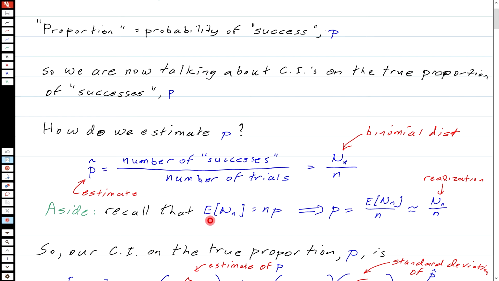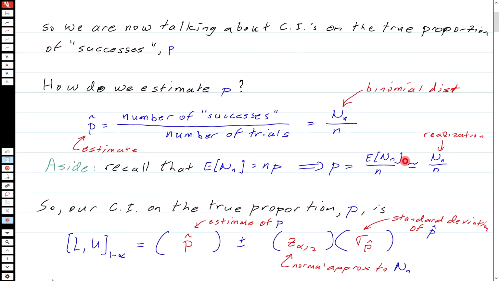If you recall, the expected value of N sub n was n times p, the number of trials times the probability of success. If I solve that for p, I get p is equal to the expected value of N sub n divided by n. What we're going to do is approximate this by N sub n, the actual observation, divided by n. So the N sub n, which we counted, is an estimate of the expected value of N sub n. Okay, so that gives us p hat as our estimate.